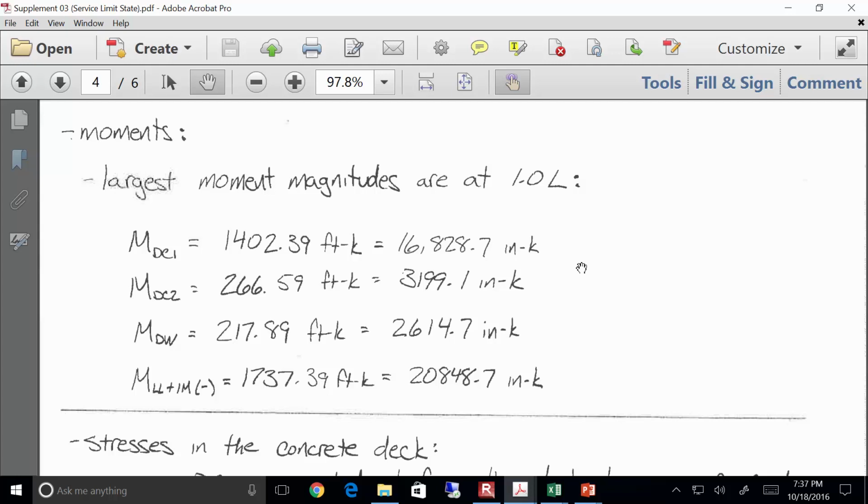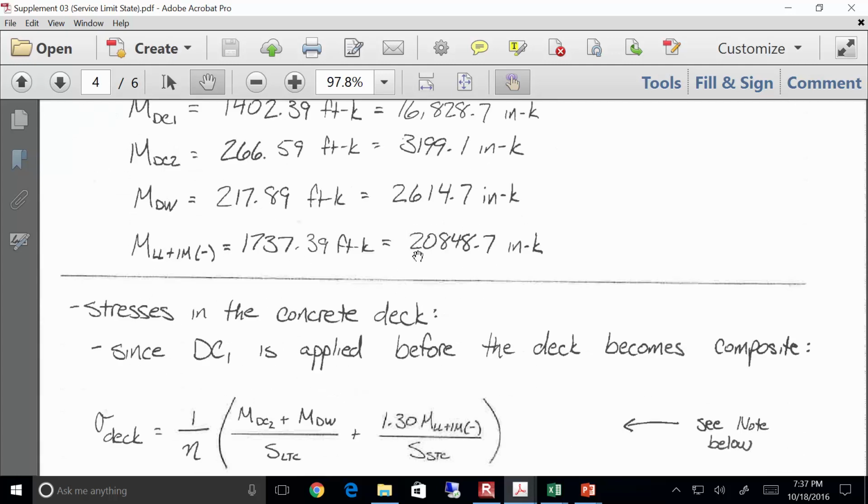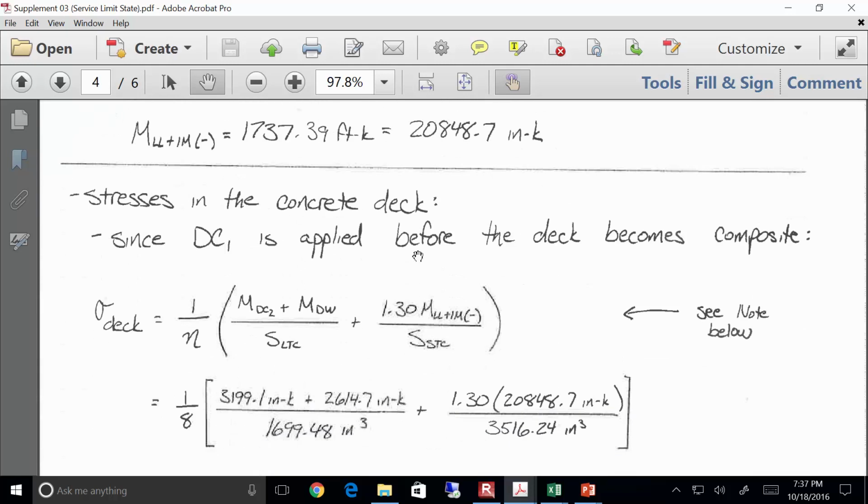Okay. So I need to determine the stresses in the concrete deck. Notice how I didn't use DC1. Remember, DC1 is the load applied to the non-composite section. The concrete deck doesn't see those stresses at all, right? Because the concrete deck isn't there. Make sense? So I'm only calculating the stress in the deck due to DC2, DW, and the live load. Now, you'll notice here I'm dividing by N. Why am I dividing by N? Well, if you recall, how did we determine those moments of inertia to begin with? We took that piece of concrete and transformed it into an effective lump of steel, right?